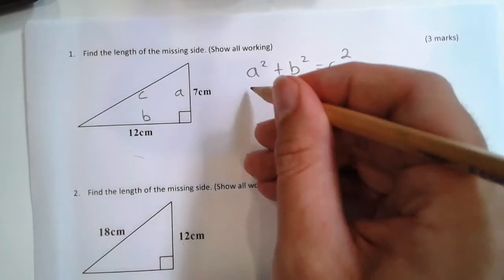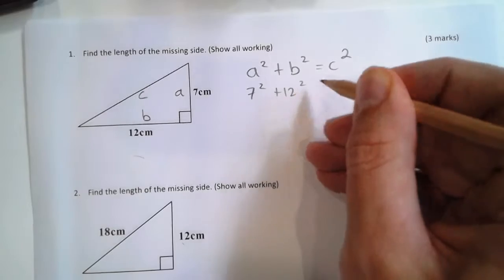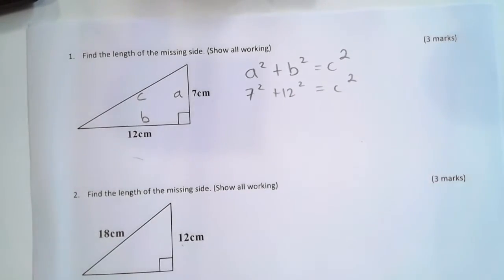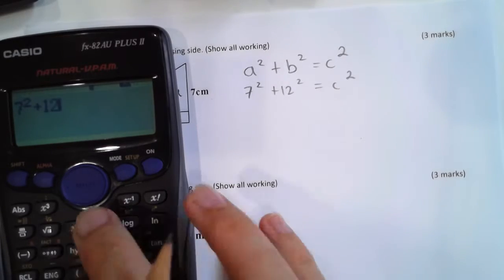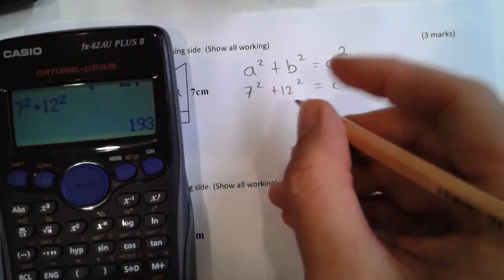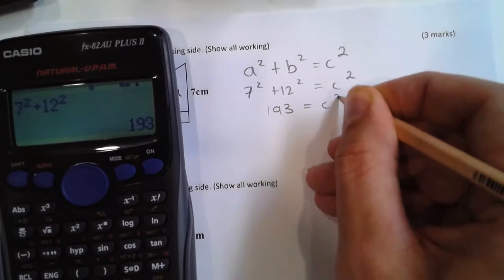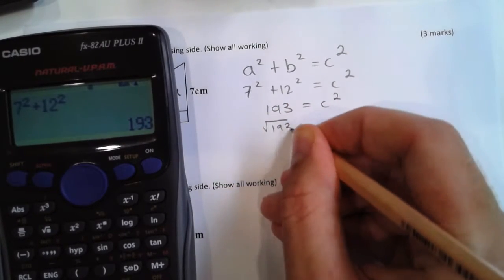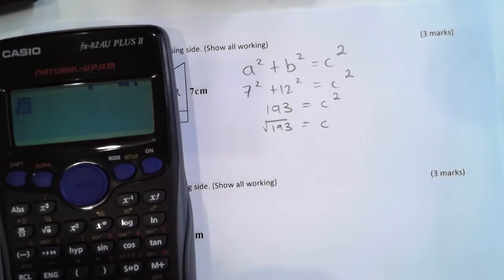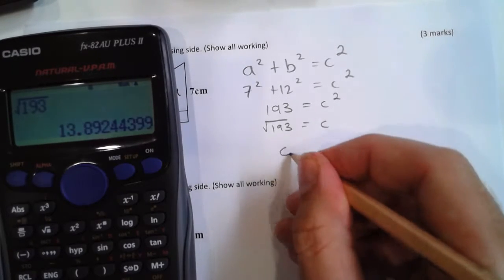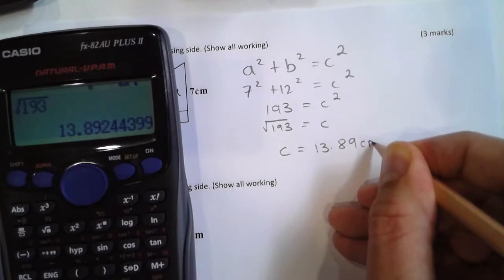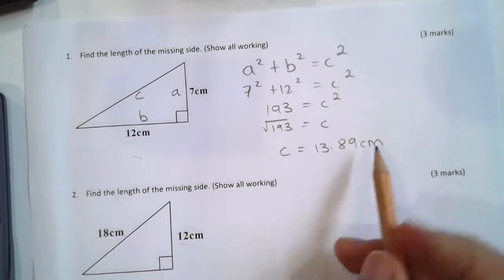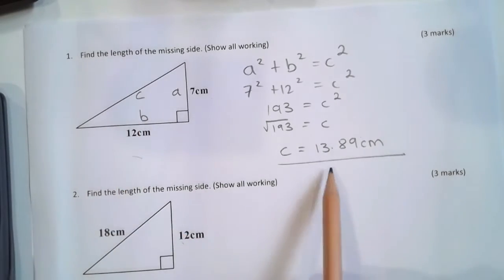We substitute them in, so that's 7 squared plus 12 squared equals C squared. And as this is a calculator question, we can type that straight away into our calculator and get 193 equals C squared. Therefore the square root of 193 should give us whatever C is, and in this case, to two decimal places, C equals 13.89 centimetres, and that's our answer for the hypotenuse. It makes sense because it should be the longest side of the triangle.